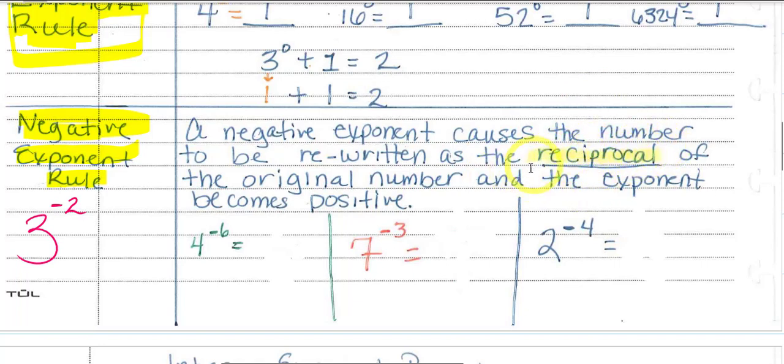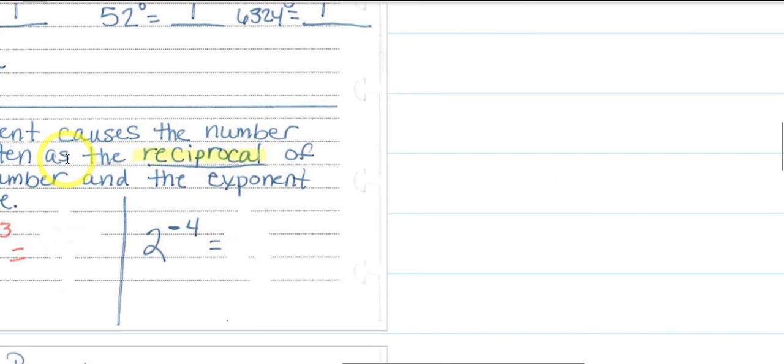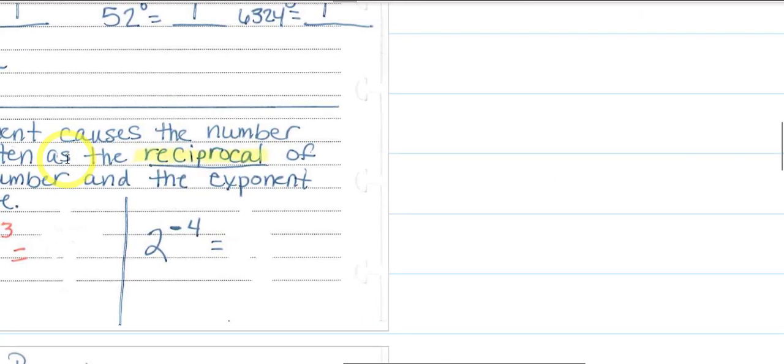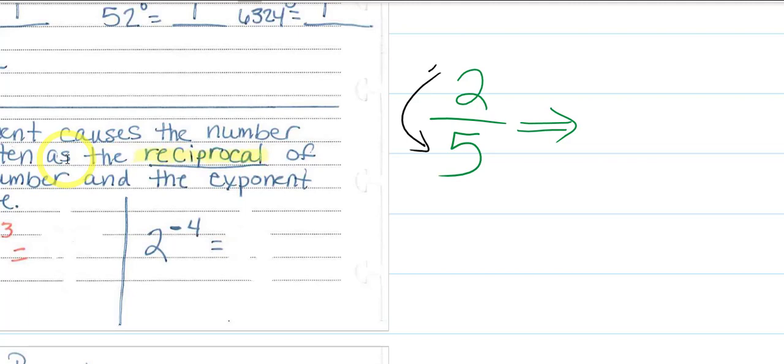Reciprocal. Let's see if we remember what that is. Reciprocal of the original number, and the exponent becomes positive. Okay. So remember, if I have a fraction, let's say the fraction 2/5, the reciprocal of this fraction would be just flipping the positions of the numbers. So instead of 2/5, I'd write the 5 in the numerator and the 2 in the denominator. This is the reciprocal.